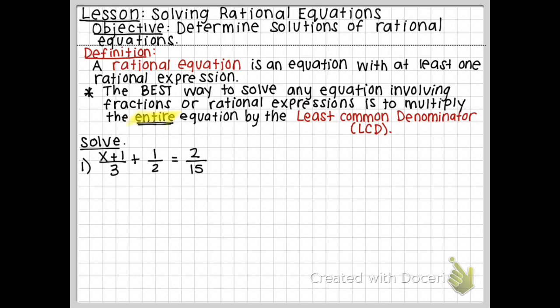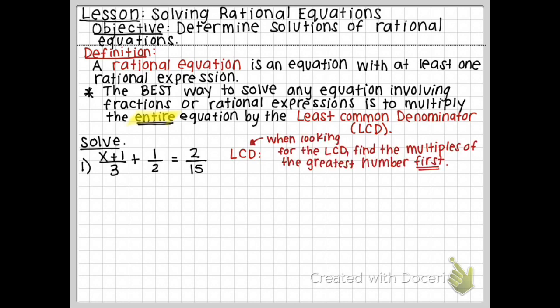So it says solve. You notice how these are the three denominators here. We have a 3, we have a 2, and we have a 15. We have to figure out what the LCD is of 3, 2, and 15. First of all, when looking for the LCD, find the multiples of the greatest number first. That would just be my tip. You don't have to, but you see how there's a 3, a 2, and a 15? Let's look at the 15, because it's easier. Instead of 2, 4, 6, 8, 10, 12, we're going to be going on forever if we start with the 2.